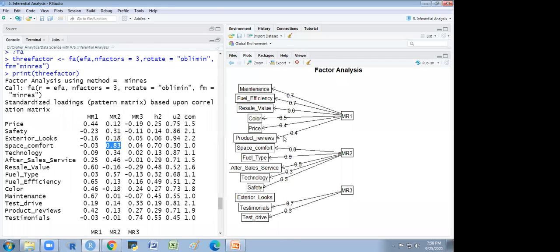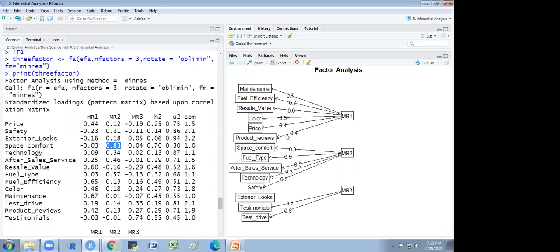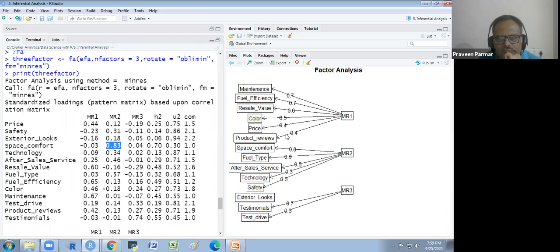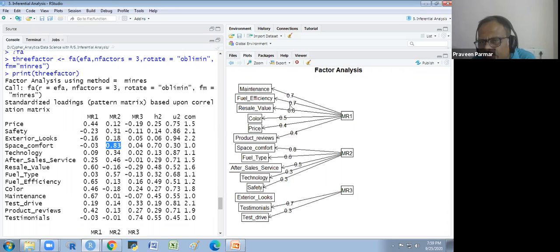So when I'm running my final regression, MR1, MR2, MR3 let's say are my independent variables, so will I use the whole series, or will I only use the values which are on the right side? My doubt is, these values are 0.7, 0.7, 0.6, 0.5, 0.5, 0.4 for all the things, right? So when I'm running this data, should I ignore everything else in MR1 which is not maintenance, fuel efficiency? No, no. This is the factor loading basically.